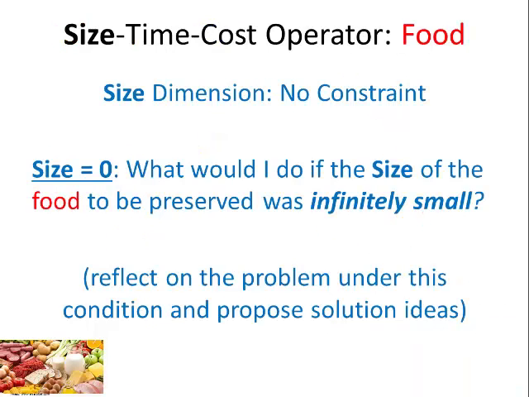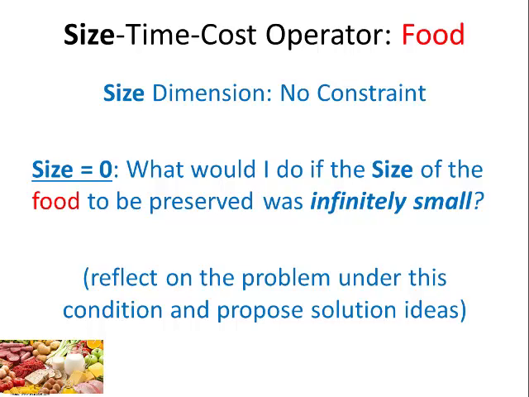Let us start with food. We need to think of what would we do if the size of the food to be preserved was infinitely small. In essence, under this condition we remove all constraints on the food size. It can be very tiny. What we need to do is to reflect on the problem under this constraint. Try to see the problem from a different viewpoint and to record solution ideas that could suit this condition, if such ideas come to mind.